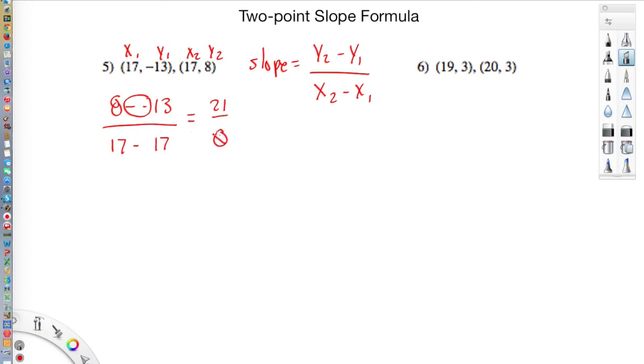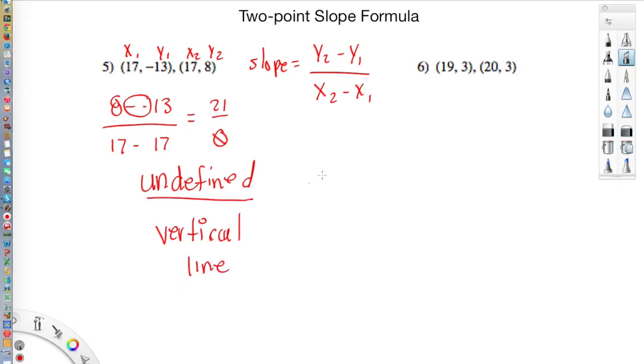Okay, and you can't divide a number by 0. If you try dividing a number by 0 on your calculator, you're going to get an error, undefined, and that's exactly what happens. Our slope is undefined, and what that means is we have a vertical line. So our answer is undefined, that's a vertical line.